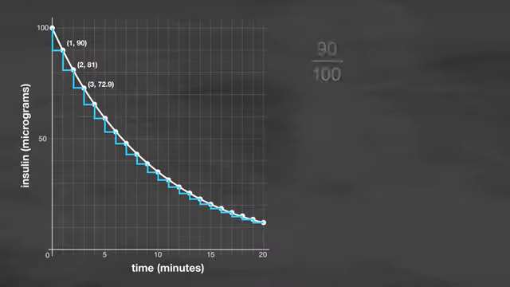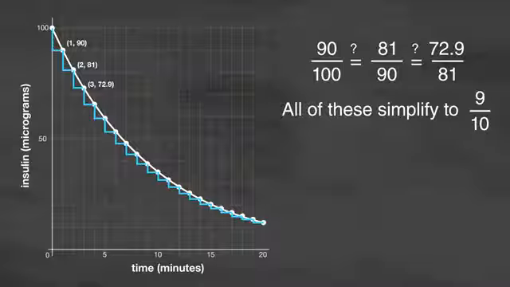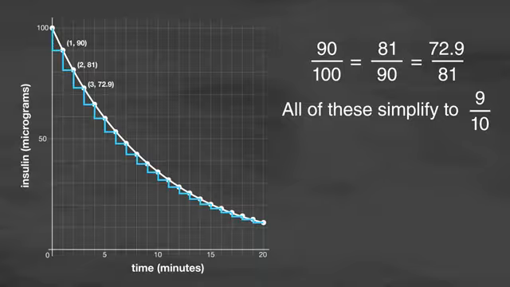Dividing consecutive points' y values will help us to see if the ratio remains constant. All of the ratios simplify to 9/10, which represents the constant ratio. This means that the graph is exponential.